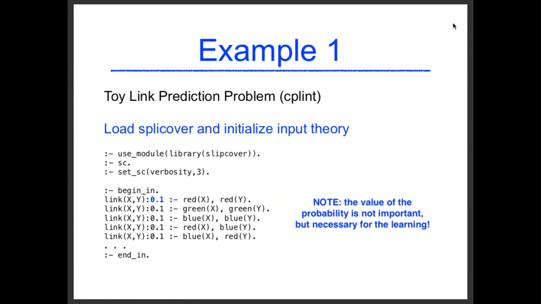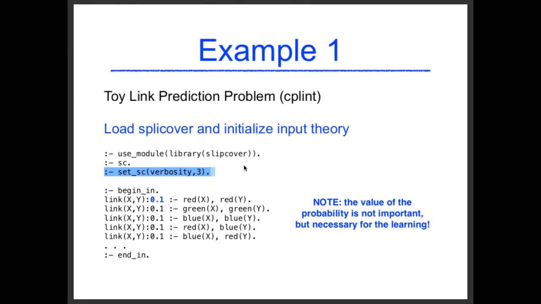So you have to initialize, you need a little preamble here. You tell CP-link that you are going to use the slipcover module, which is the one which performs learning. With this command here, you are saying that you basically instantiate the module. You load the module. And in here, for example, you can set a lot of parameters of the algorithm. You have a full list of it in the manual. There is quite some stuff that you can play with. Here I just changed the verbosity because it's nice to see the outcome.